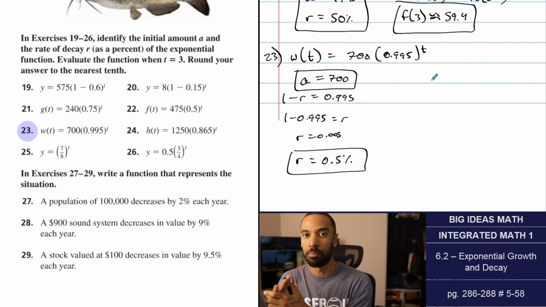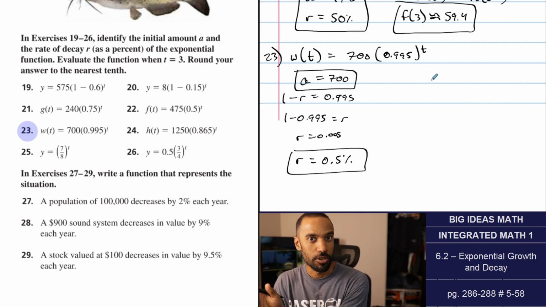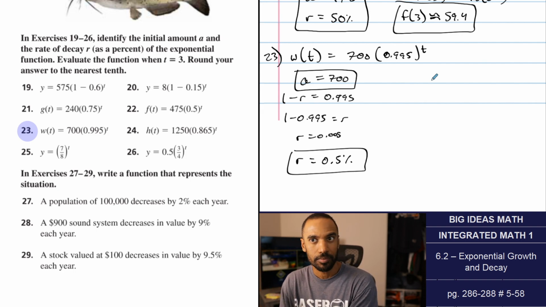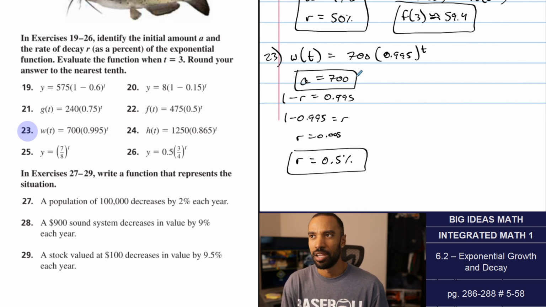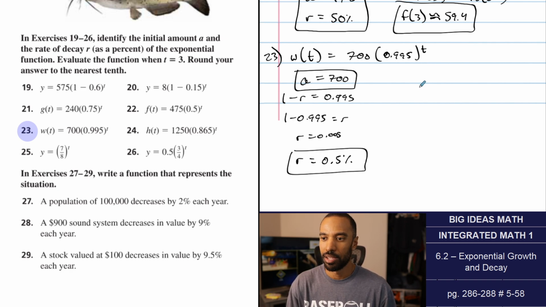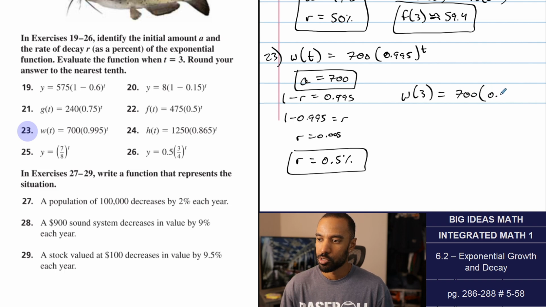If I do less than 1% of 700, if I do 0.5% of 700, that's 3.5. And that's just for the first year, whatever. This number is going to stay around 680 something, right? It's going to be a very small decay. Maybe even 690 something. So let's see, W of 3. 700 times 0.995 to the third power.